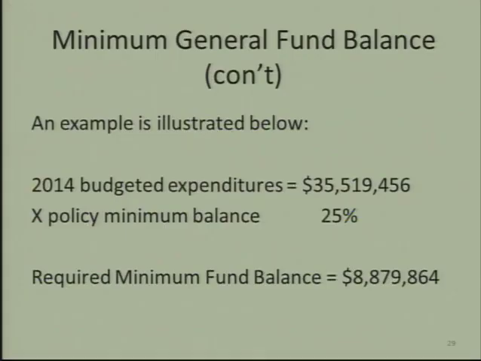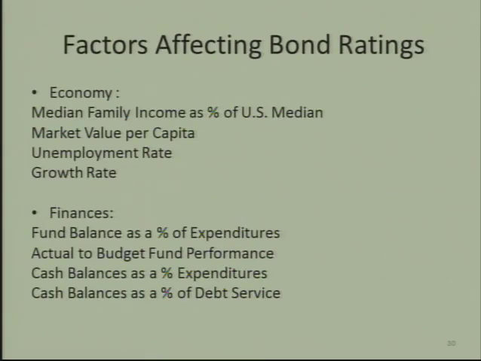The largest factors that affect bond rating are really demographics. When you look at the economy, the median family income, market value per capita, the unemployment rate, and the growth rate within the city. We also look at population, if population increases or decreases, as a major factor. From a financing standpoint, they look at fund balance as a percent of expenditures. And these are new. They've been revised this year by Moody's and S&P.